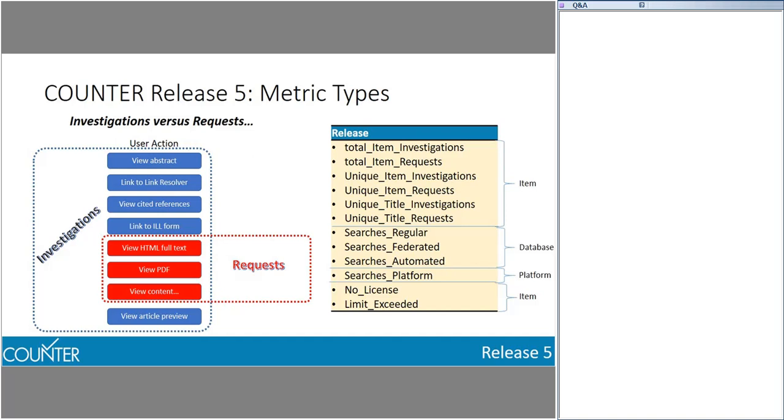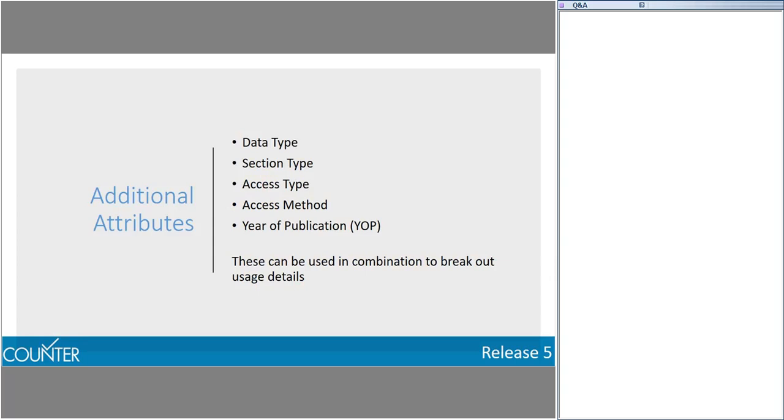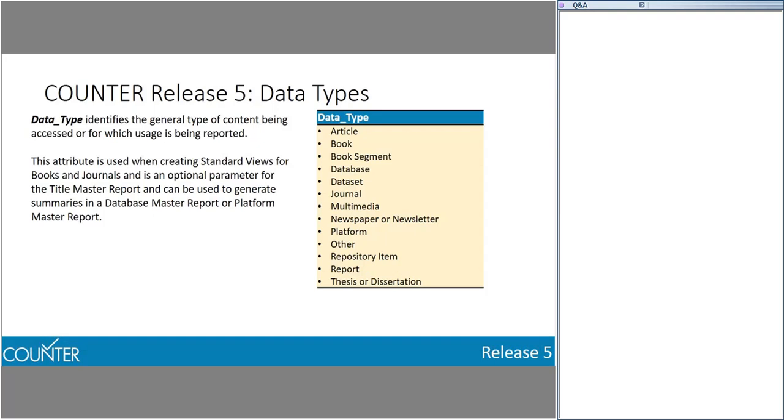All right, so let's get into some of the other areas. We can get this thing to click, there we go. So we added some other attributes. As you remember in release four, we would do full text mobile and full text, I can't remember some of the other things we were doing, but basically we tried to combine things together in the metric type, and that really didn't work all that well. So what we've done is we've introduced a series of attributes that are captured at the time of the transaction and made available through reporting, and we'll walk through each of these one at a time.